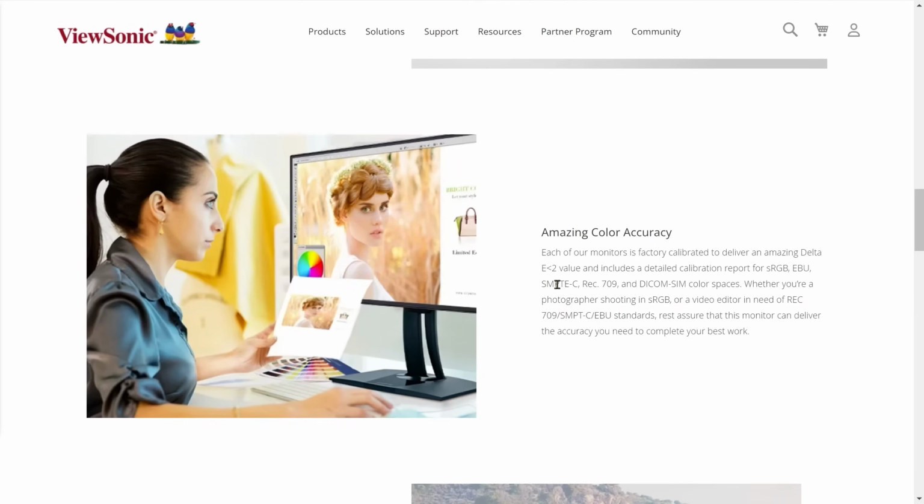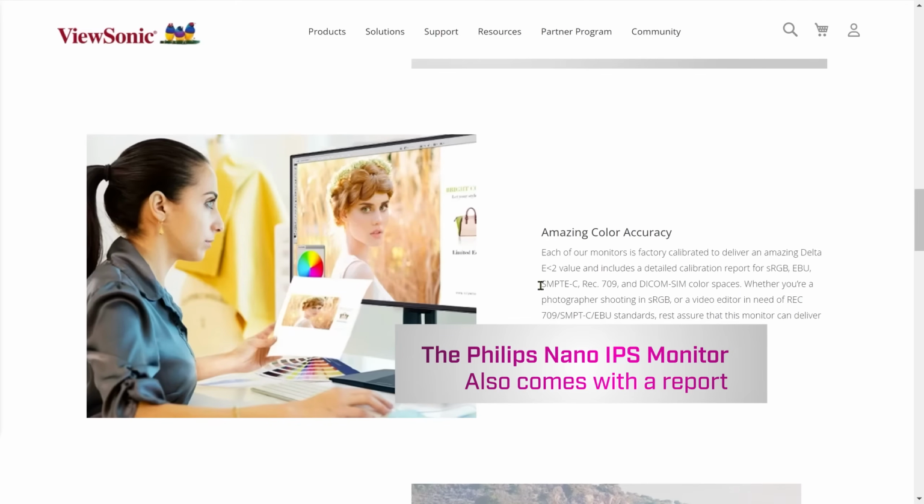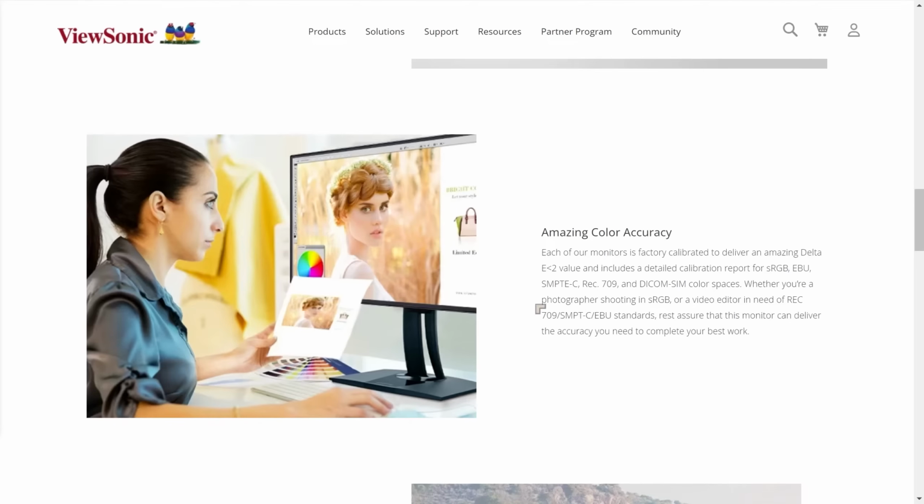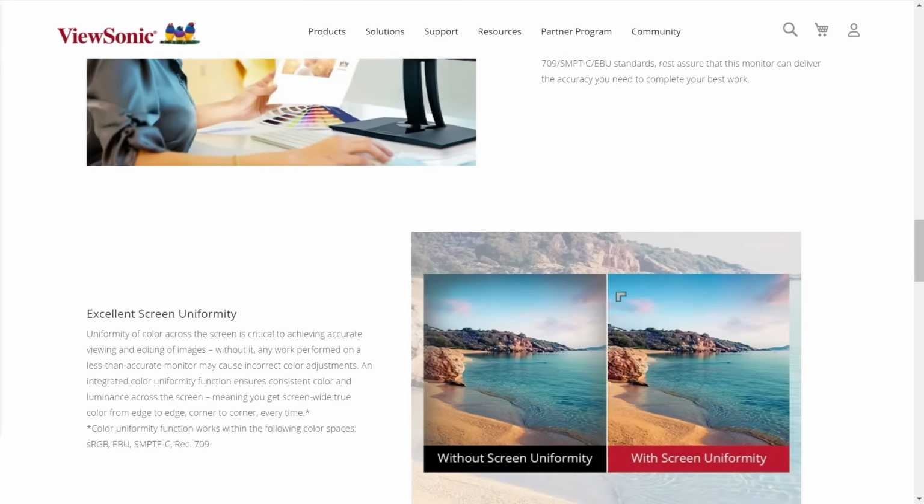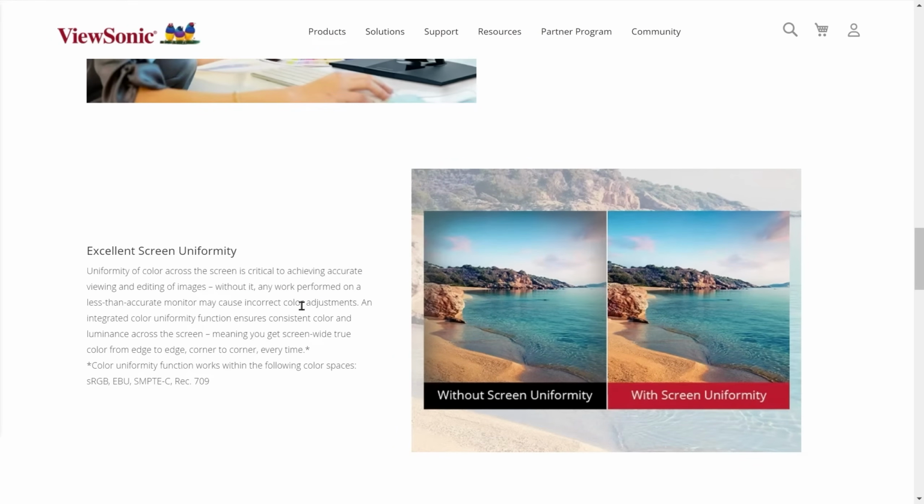Even with their consumer monitors, the ones that I've recommended, you generally speaking find that they have accurate colors coming out of the factory. Now, this one will have a detailed calibration report, and it also covers several color spaces: sRGB, EBU, SMPTE, Rec 709, BT 709, and DICOM SIM color spaces. On top of this, it has what they call excellent screen uniformity, which means that you won't get dark patches and bright patches.